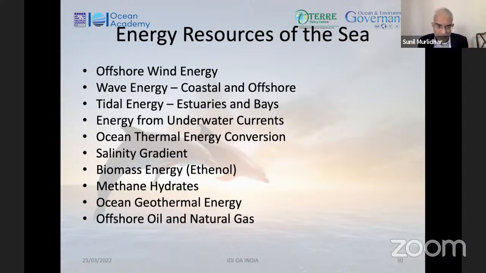So that's a thing there. Then ocean geothermal energy is very interesting because obviously there are hot areas in the seafloor. And in fact, there are hot areas immediately below us, some distance, some depth away. So you can convert that.